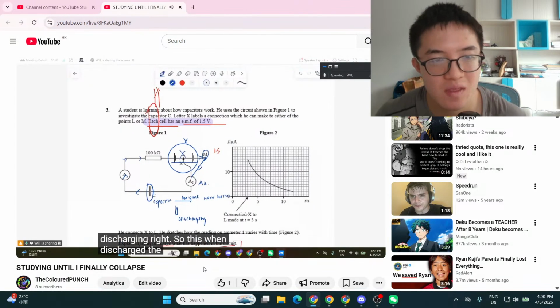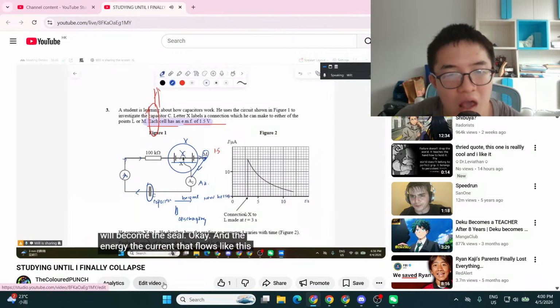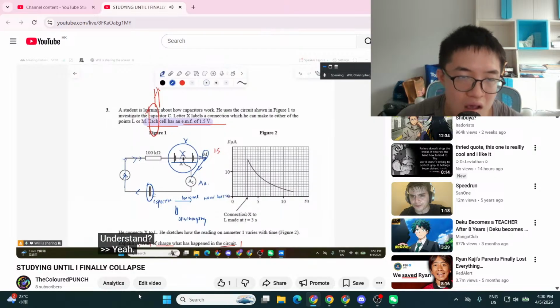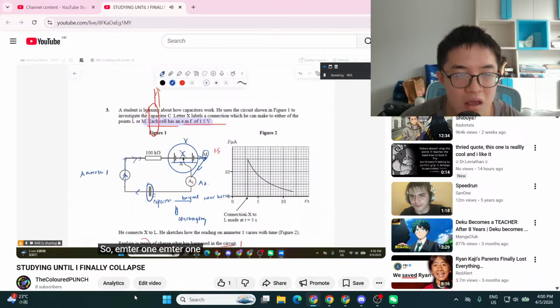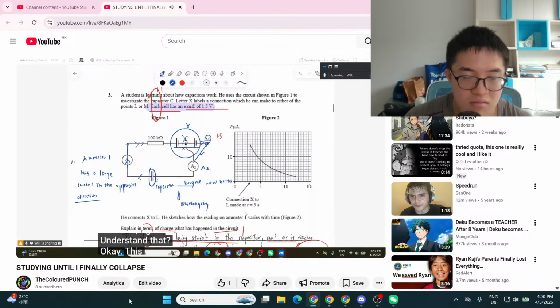So when discharging the energy, the capacitor will become the source, okay, and the current flows like this way, right? Understand that? So emitter one has a large current right now, in the opposite direction, right? Okay, this is for emitter one.